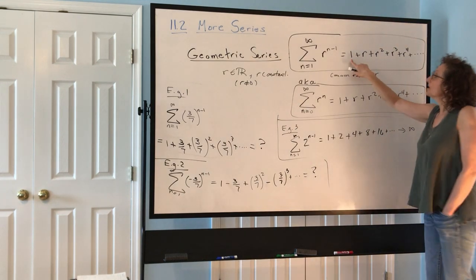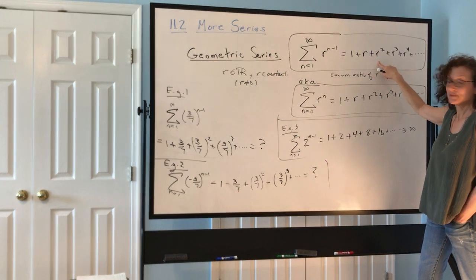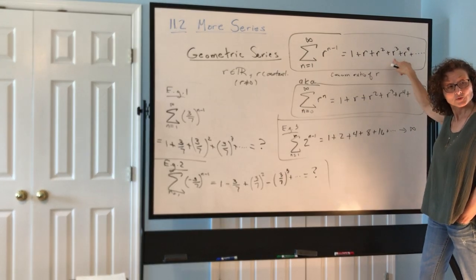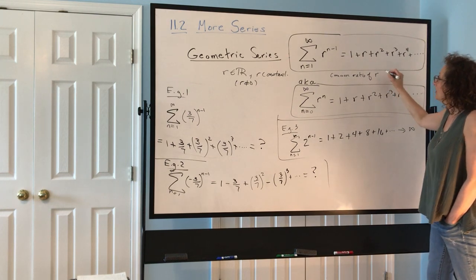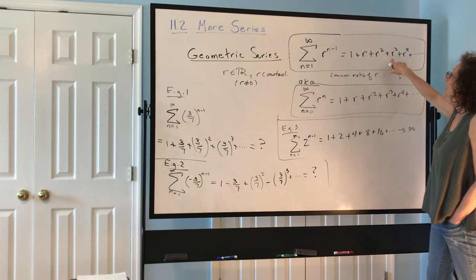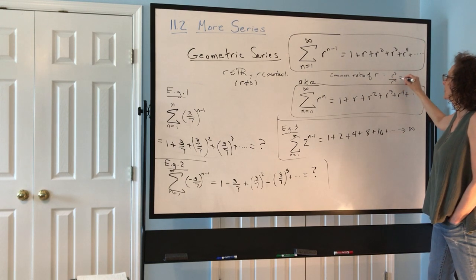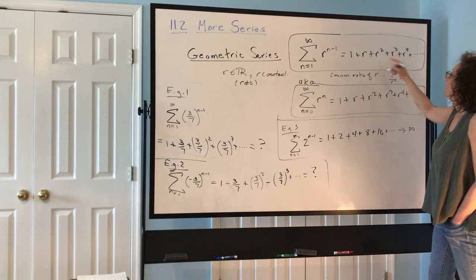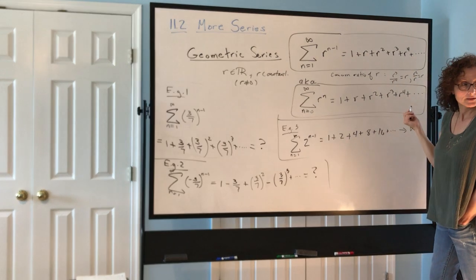The next term is the previous term times R, right? Or what do I mean by a common ratio of R? If I do the next term divided by the previous term, what do I get? R, right? Does that make sense?